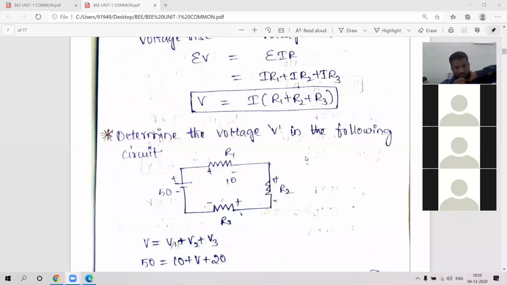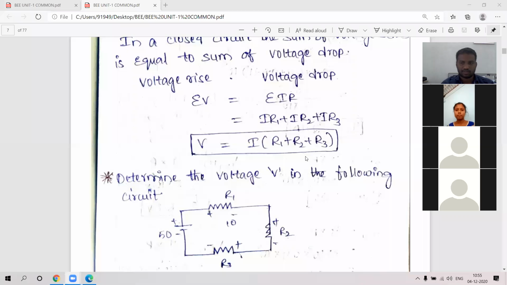We have to draw V1 in this circuit. 50. At V2 you need to find, and V3 is 20. Very simple question. Is it necessary to know the values of R1, R2, R3? I want only voltage. Just apply KVL and tell me the answer.